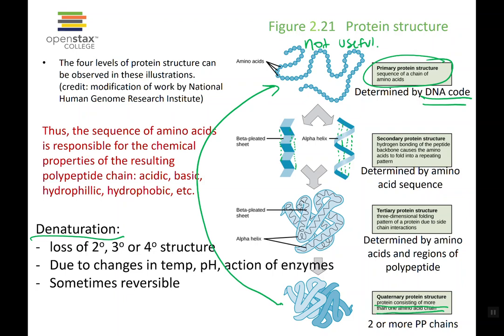An example of a temperature change denaturation reaction that everybody's probably observed is cooking eggs. When you cook an egg, the albumin, which is a protein, in the egg white denatures and then cross-links with other denatured albumins, and that's why it goes from clear to white.